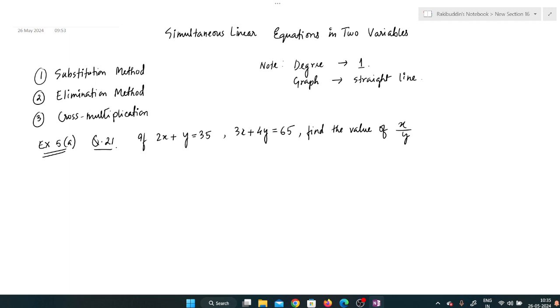The question is, if 2x plus y equals 35, this is one equation, and 3x plus 4y equals 65, find the value of x by y. In this question I will use the substitution method. You can use elimination or cross multiplication, but I use substitution because here the variable y has no coefficient. If you see an equation with any variable without a coefficient, then you can use substitution.